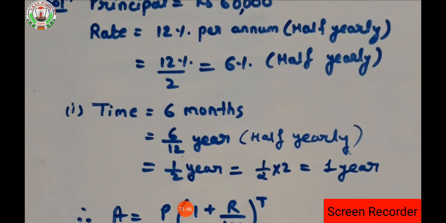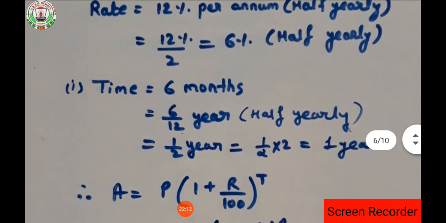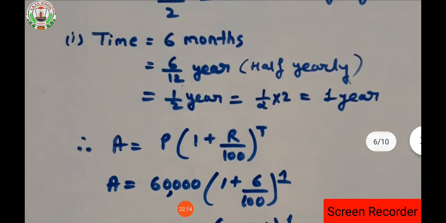First we have to convert the 6 month into year. So 6 will be divided by 12. 6 ones are and 6 twos are will be 1 by 2 year. Since it is half yearly, that means 1 by 2. Time is double I said, isn't it? So 1 by 2 into 2 will be 2, and 2 will get cancelled from the numerator and denominator. So 1 is left. So what is the time we are having? That is 1 year. Now we can easily simplify it by putting the values in the formula.